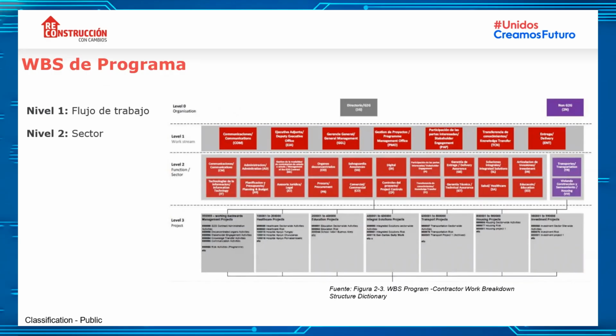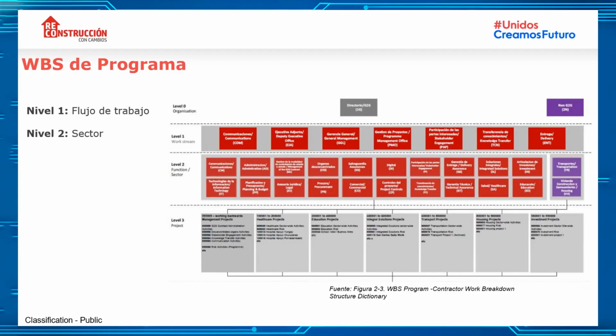And here you can see the WBS at the level of the program, where level 1, as I said, is the work stream that defines the program of works G2G and the flows of works within the management. In the organization, we also have communications, then the general manager and the project managers, programs, participation of the stakeholders, knowledge transfer, and delivery.